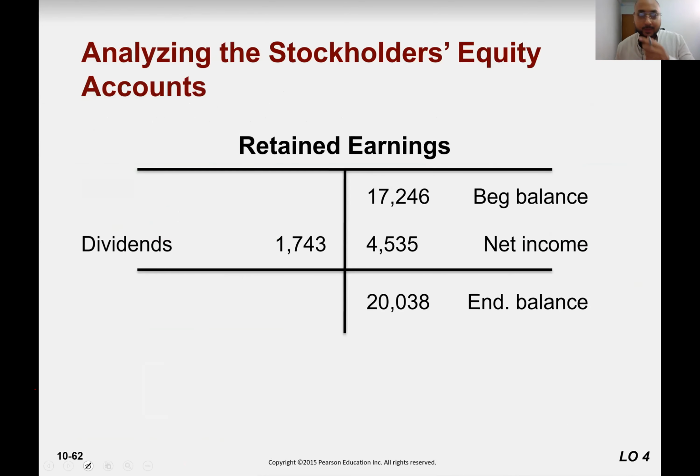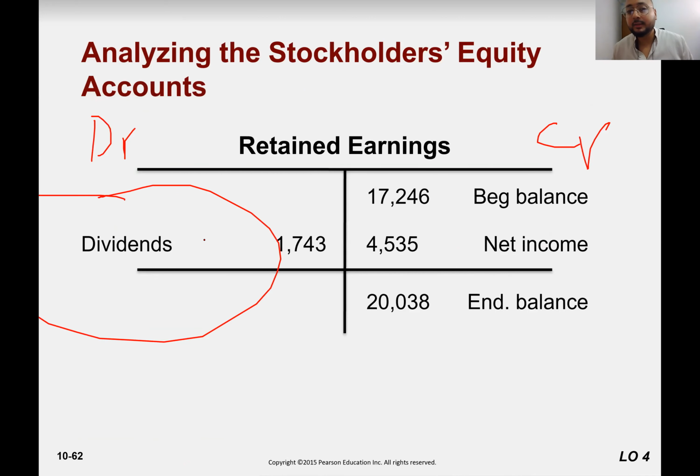So here we go. This is the retained earning T account. This is the credit side, this is the debit side. Debit means that which decreases the retained earnings. So dividend would be written on the right hand side because it decreases the retained earnings. So those written on the right side increase the retained earnings, right?